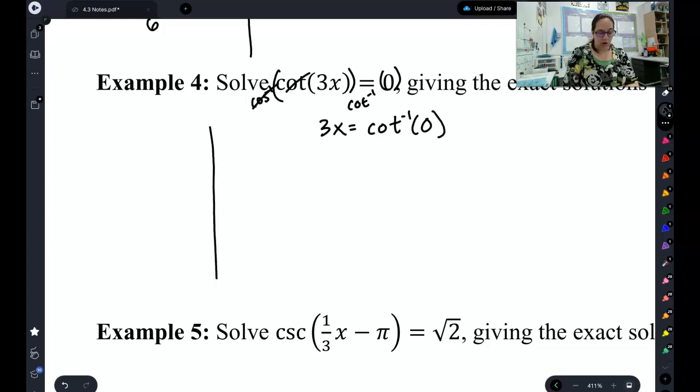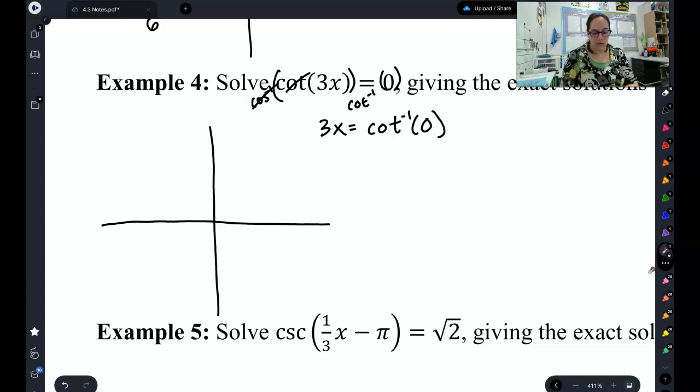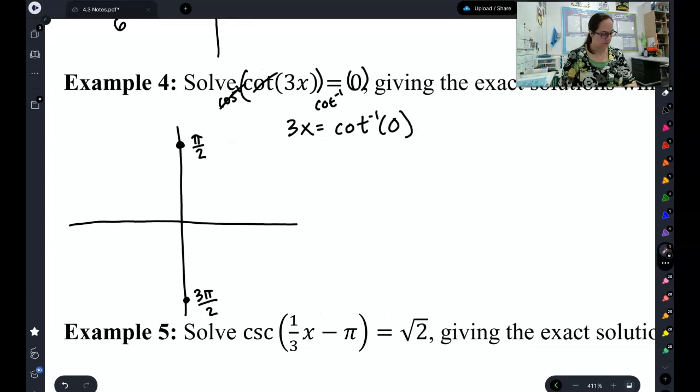Let's find this on the unit circle. So we want what angles give us a cotangent value of 0. If it's a cotangent value of 0, remember cotangent is x over y. So we want to be able to do x divided by y and get 0 as our answer. So that's going to happen up here at pi halves and down here at 3 pi halves. Those are the two places that will give you a cotangent value of 0.